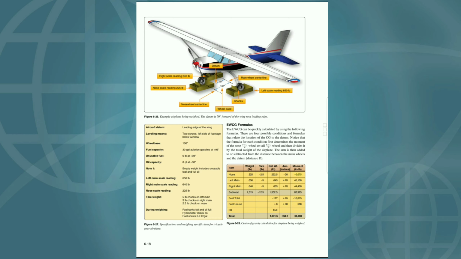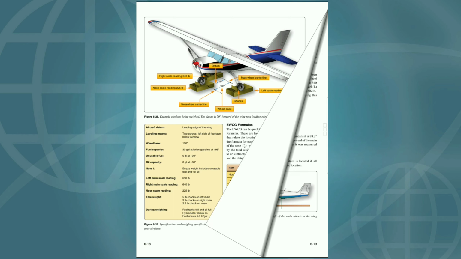Minus 6,675. 45,150. 44,450. 82,925. Minus 16,815. 588. Plus 50.1. 66,698. Figure 6-28. Center of gravity calculation for airplane being weighed.